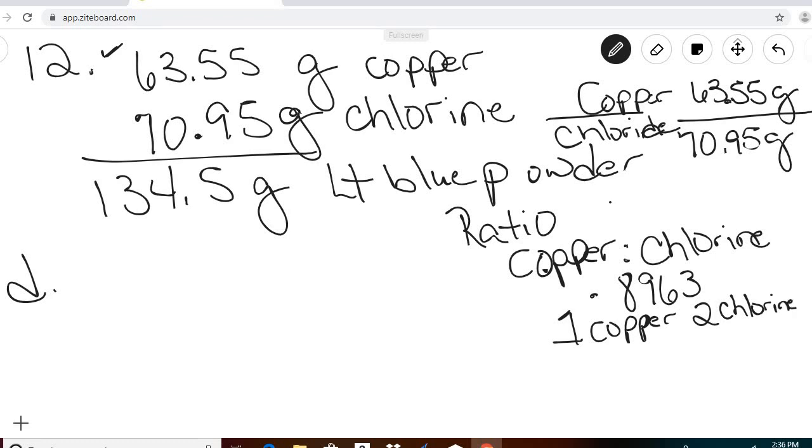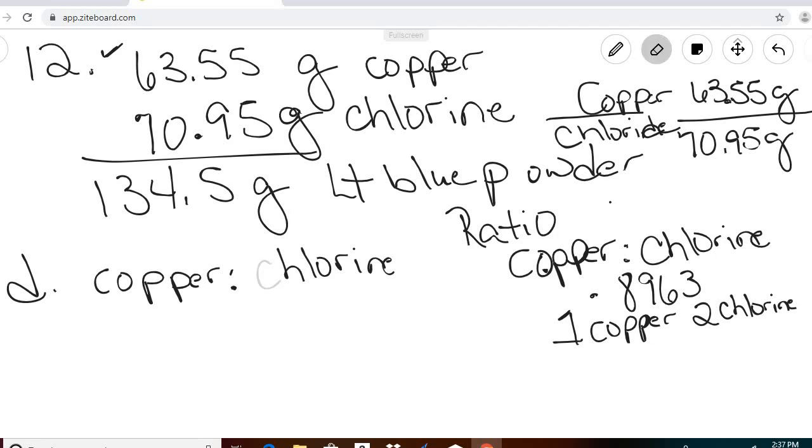Okay, and then the ratio that we got for C was 1.793. So copper to chlorine was 1.793.